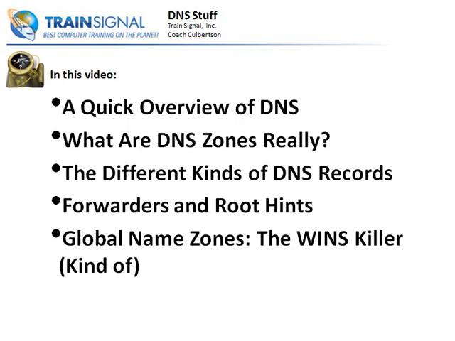So in this video, we're going to be taking a quick overview of DNS. Then I'm going to talk to you about what DNS zones are. Then we're going to take a look at the different kinds of DNS records. We're going to talk briefly about forwarders and root hints and why you'd want to use one or the other. Then I'm going to talk to you about a brand new thing in Server 2008 called the Global Name Zone. Now, there's an old technology called WINS, which uses NetBIOS to do name resolution. And Global Name Zones is designed to help retire that old WINS service. And we'll get into that as well.